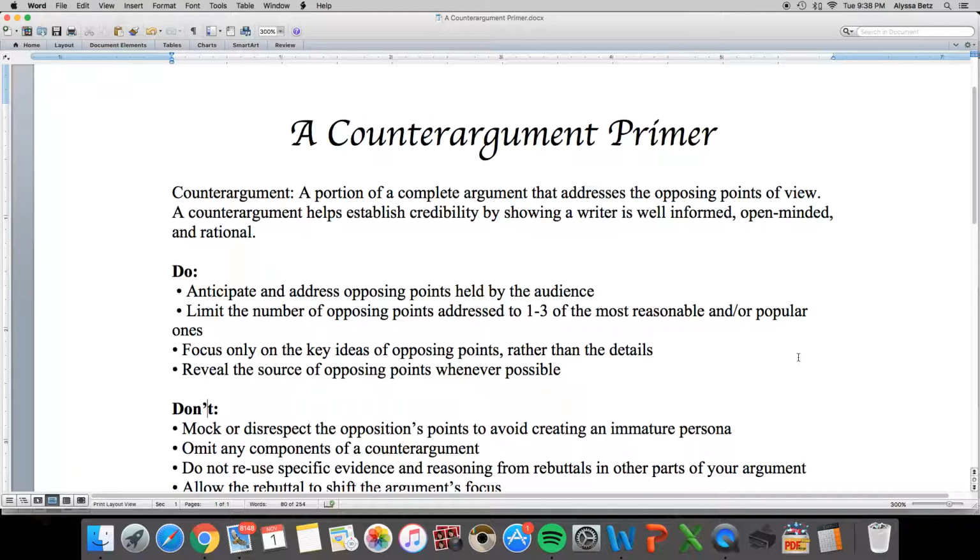You're going to, if possible, reveal the source of the opposing points. So who is this point coming from? Is it coming from an organization? Is it coming from a team of people? Is it coming from individuals? Where does this come from?